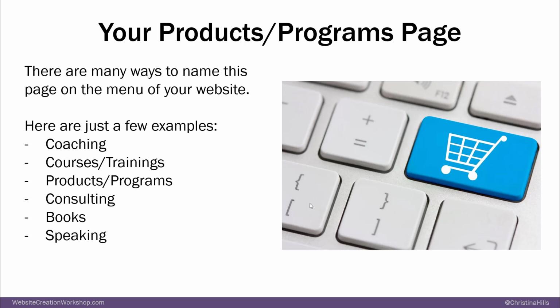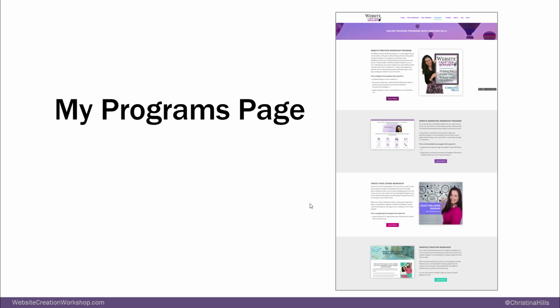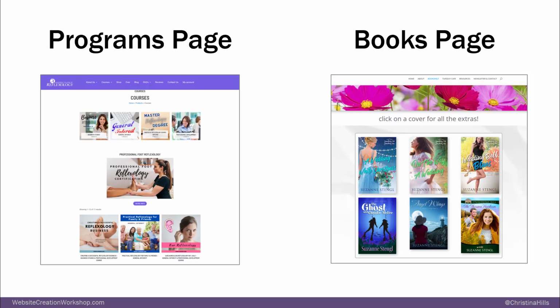Here are some examples: coaching, courses, trainings, products, programs, consulting, books, speaking. Some people are going to have both services and products or programs, and some might have just one or the other. So here's my programs page. When you go to my website, at the top it says programs, and these are the different programs I run, because I love doing group coaching and I love doing online trainings.